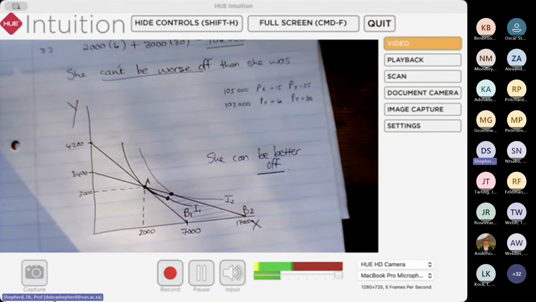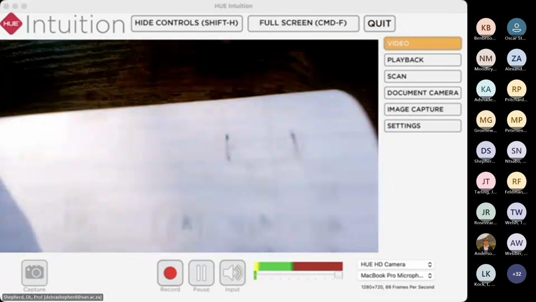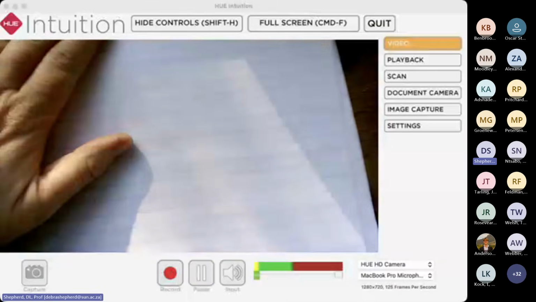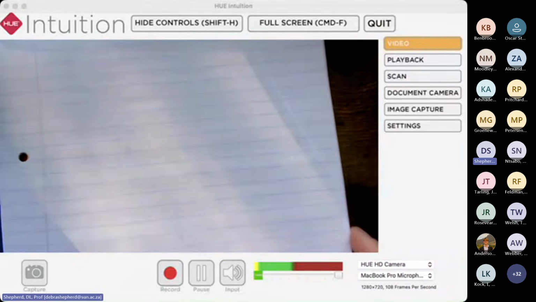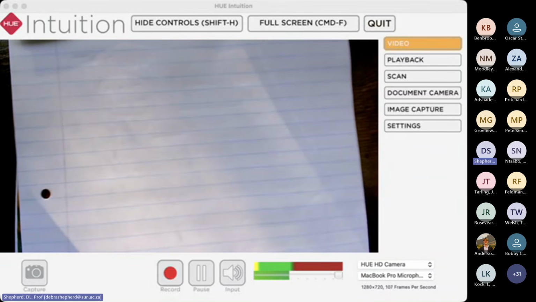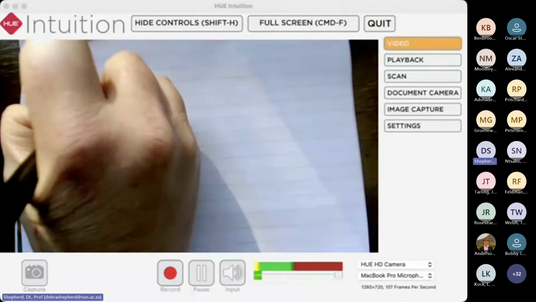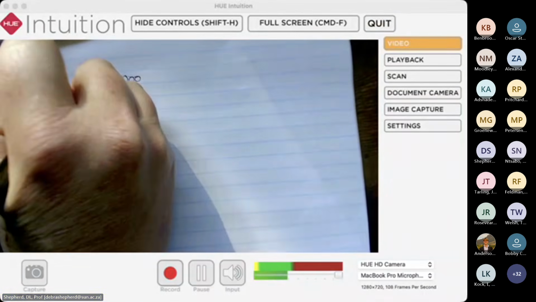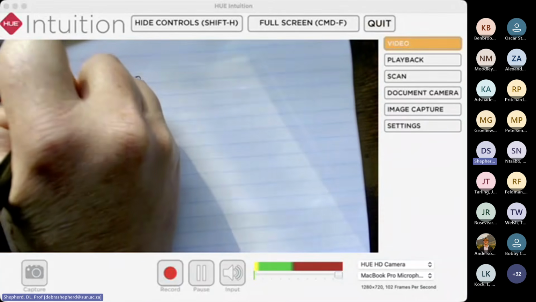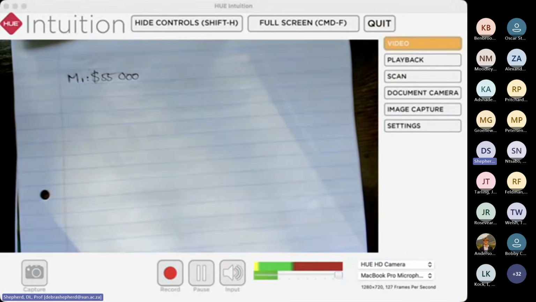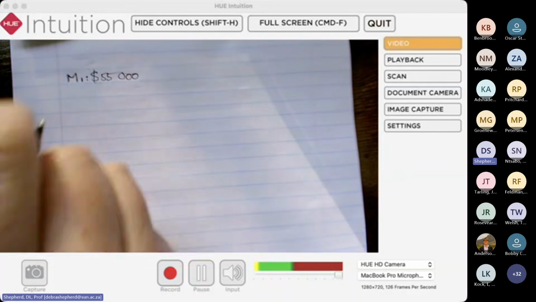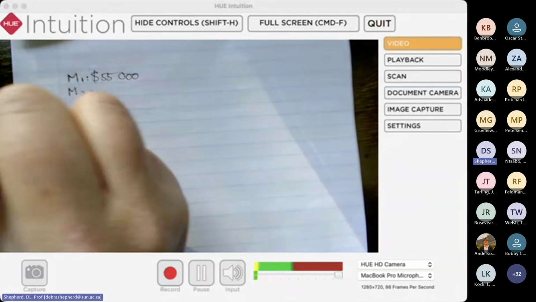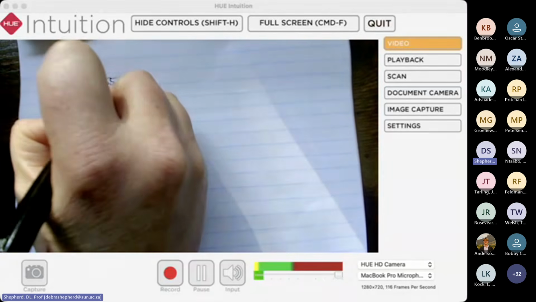Okay, I'm going to now move on to an intertemporal budget constraints question. The final question in tutorial 5 told you that Soreka earns $55,000 in the current period. So this is her M1, time period 1, she gets $55,000. In time period 2, the future period, she gets $60,000.